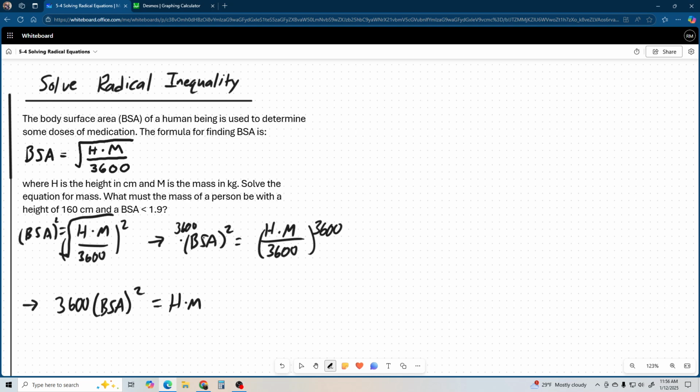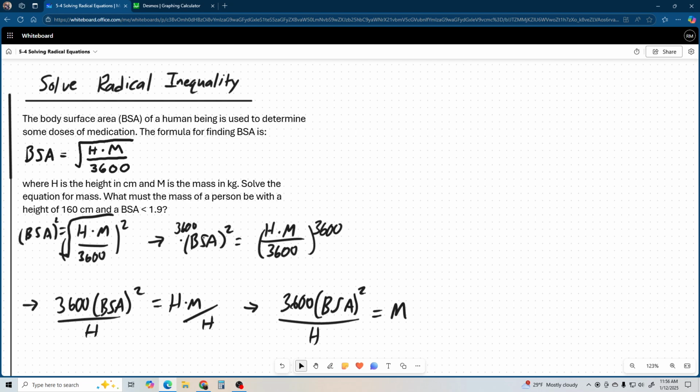Now we're just going to divide both sides by h, and this side over here is going to equal m. So we're going to get 3,600 times BSA squared over h equals m. Okay, we solved for mass, right?